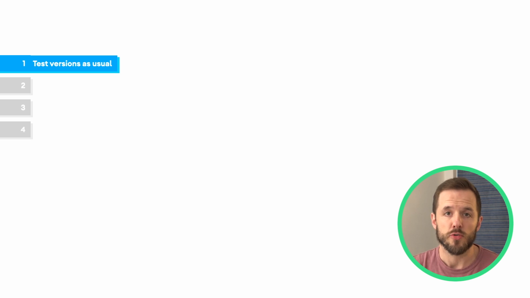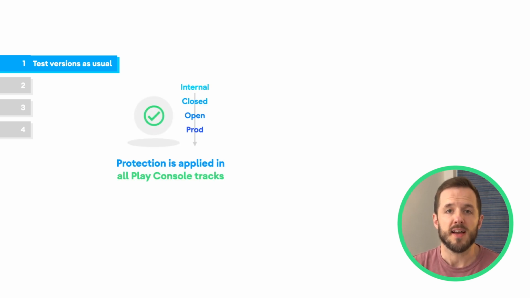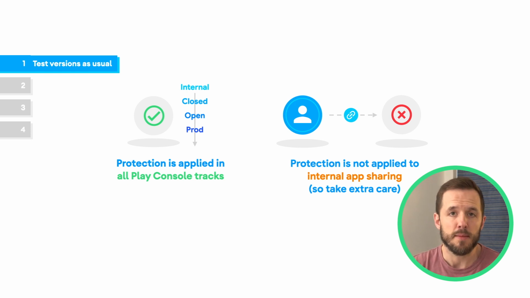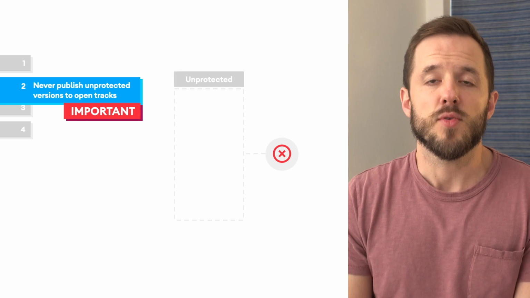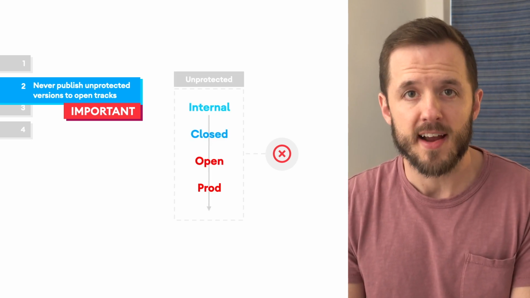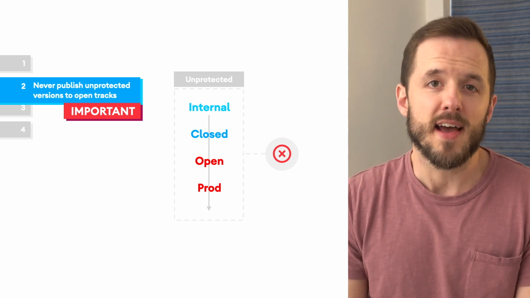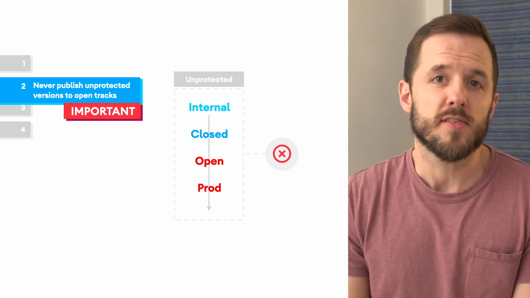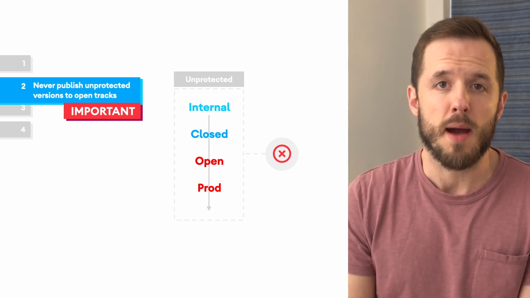Now that you've enabled protection, here are some best practices to help you make the most of it. Test all versions as usual. Protections are applied to all Play console tracks, including your internal, closed, open, and production tracks. However, protection is not applied to apps uploaded to the internal app sharing page. This next one's important. Never release unprotected versions to open tracks. This will make current and future protected versions ineffective and could lead to unauthorized redistribution and modification of your app.